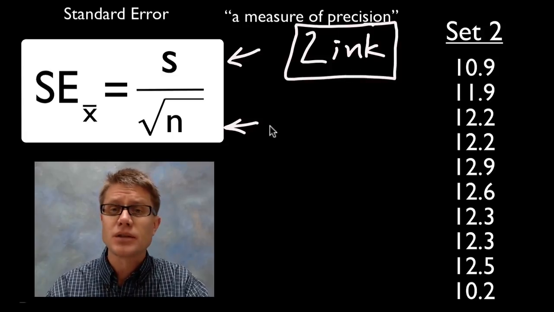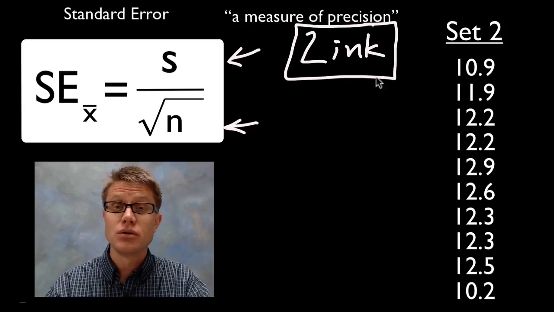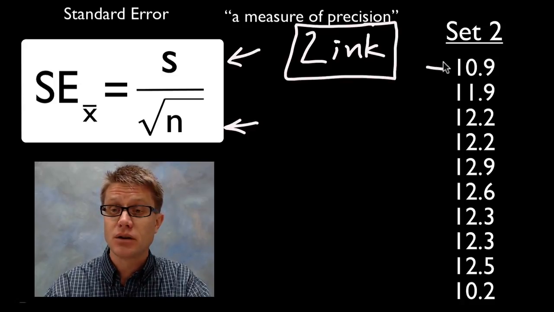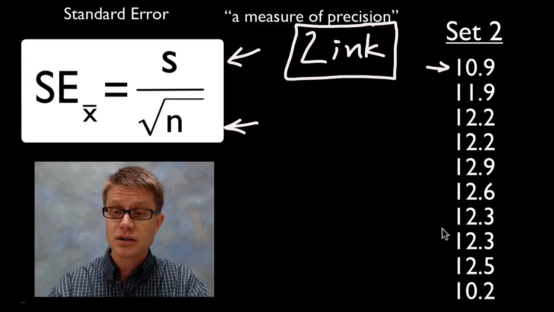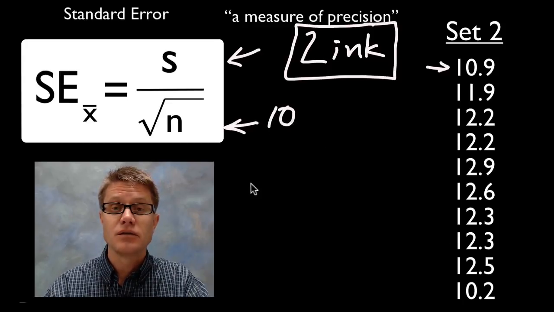And then what is sample size? Sample size is the number of trials that you do, or the number of data points that you collect. If we look at data set 2, there are 10 numbers over here. And so that means I'm going to have a sample size of 10.